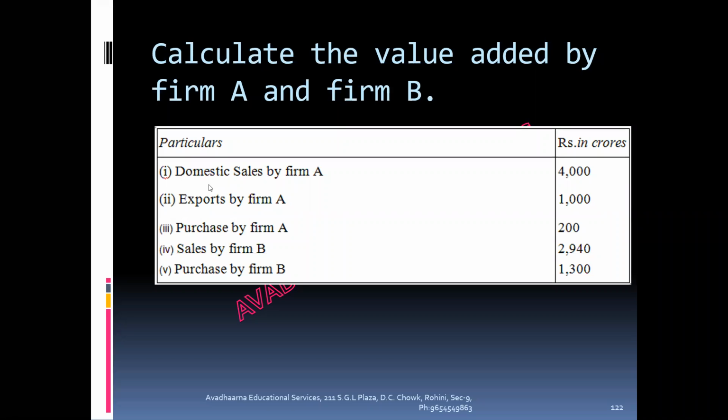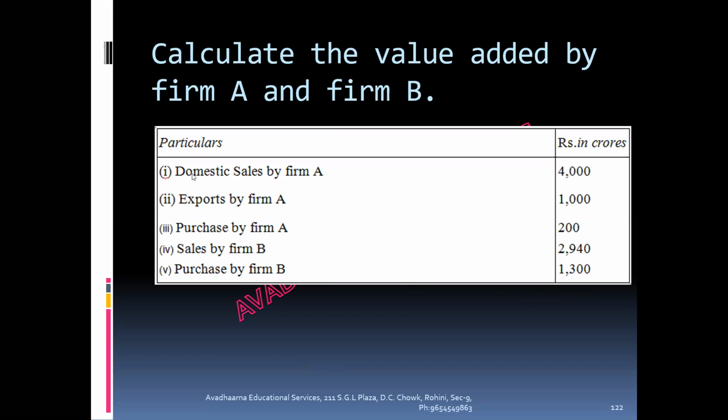So the question is: domestic sale by firm A is 4,000, exports by firm A is 1,000, purchase by firm A is 200. Then sales by firm B is 2,940 and purchase by firm B, which will be its intermediate consumption, is rupees 1,300.